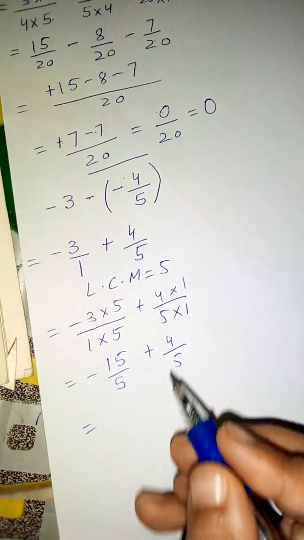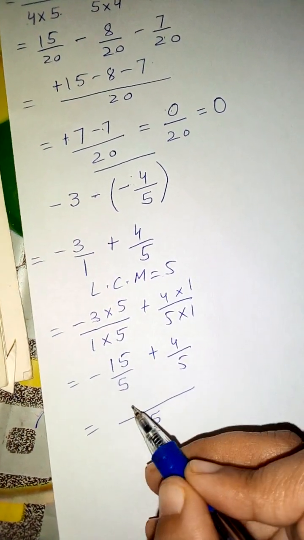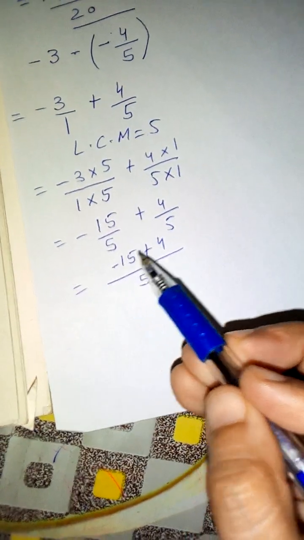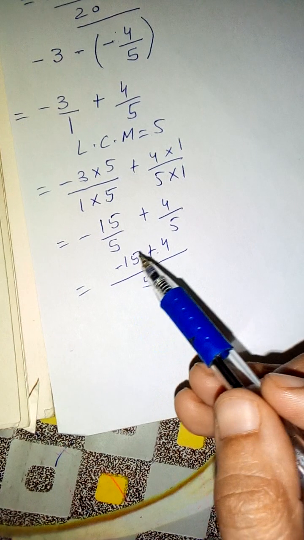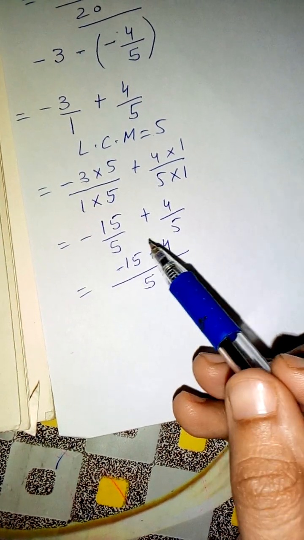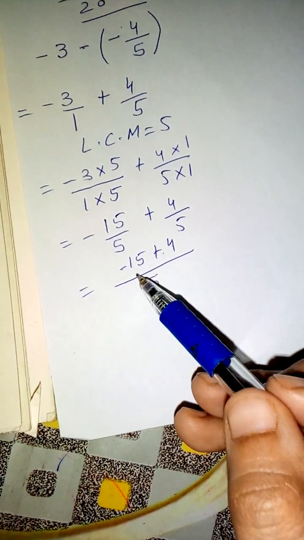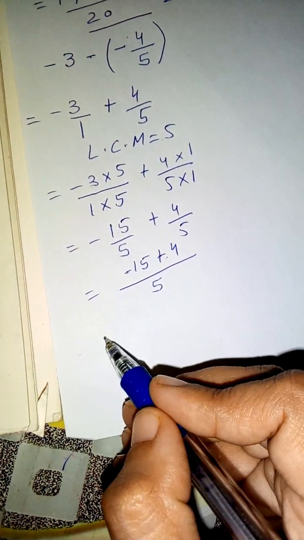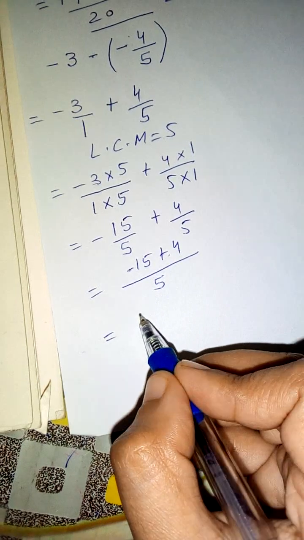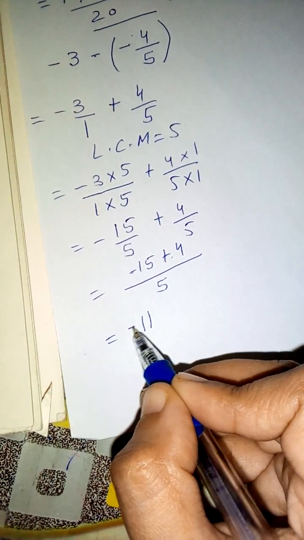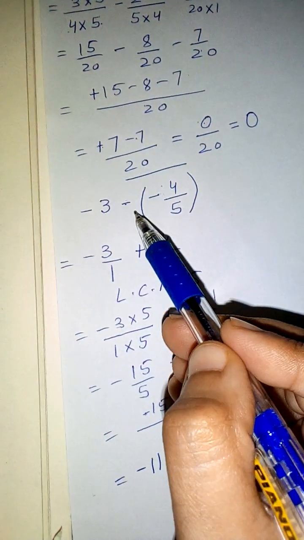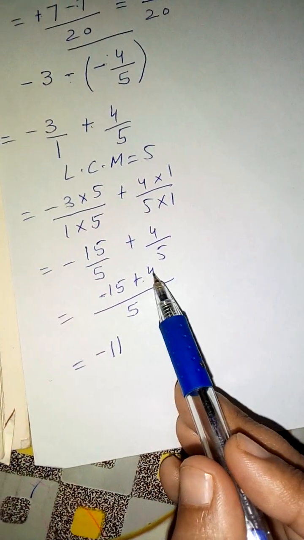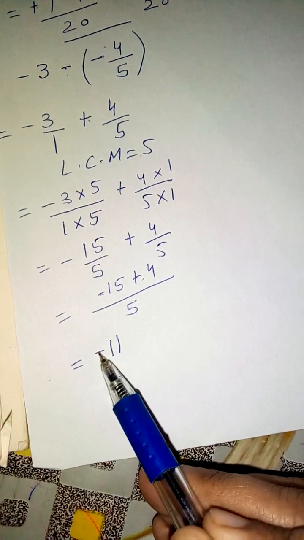Now the denominator is the same, the total part the same, so we can write minus 15 plus 4. Plus minus minus, when we add or subtract, we will apply the operation but put the sign of the bigger value with the answer. So minus plus minus, we will do minus 15 minus 4, it will be 11, but the sign of the bigger value. In multiplication, minus minus plus, the sign will change, but when we add and subtract, we will put the sign of the bigger value with the answer.